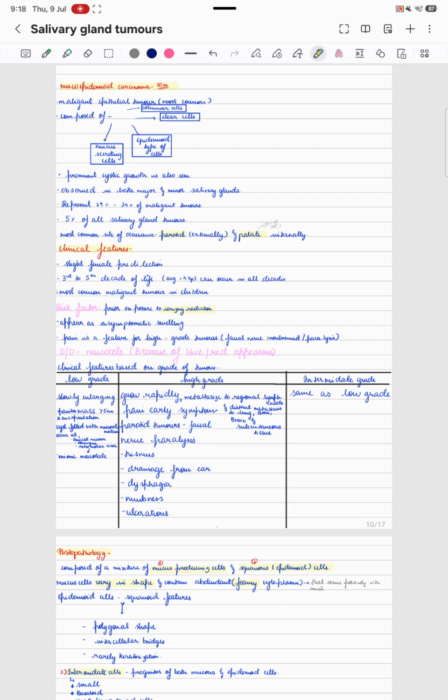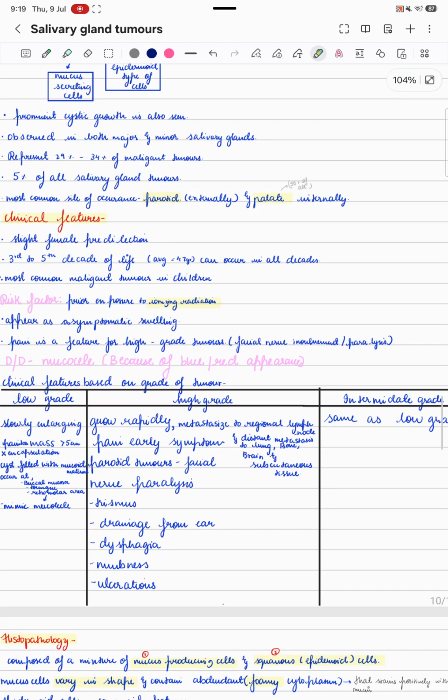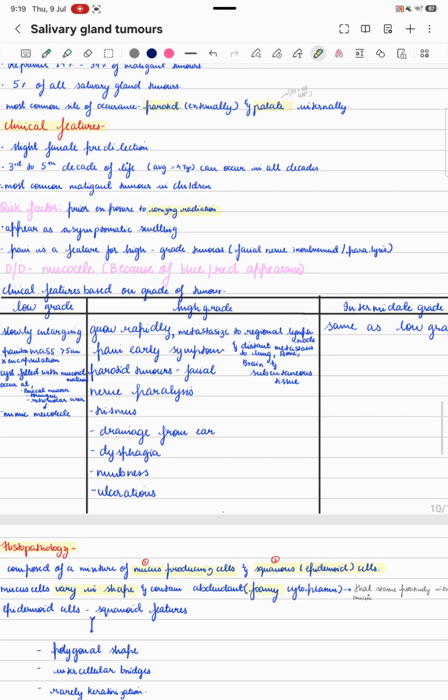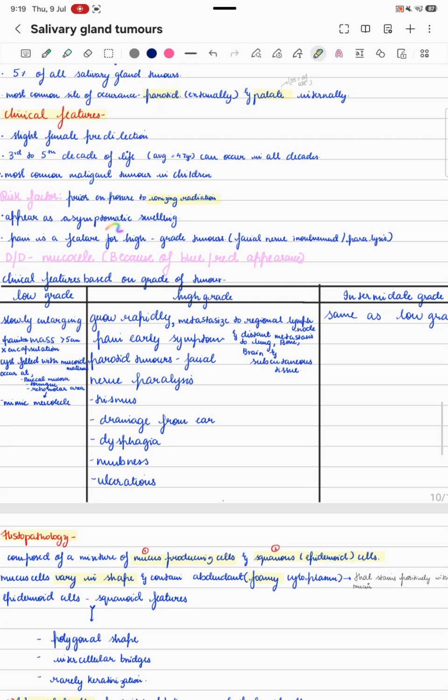Now, it appears as an asymptomatic swelling at the beginning. Then pain is a feature of high grade tumors. So if it is spreading or metastasizing and it is a high grade tumor, then it is painful, and facial nerve involvement is usually seen in the high grade tumor. Now the differential diagnosis for this is mucocele, because it usually gives a blue to red appearance, the swelling that initially occurs.